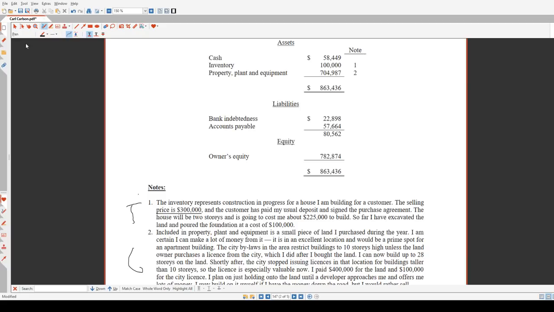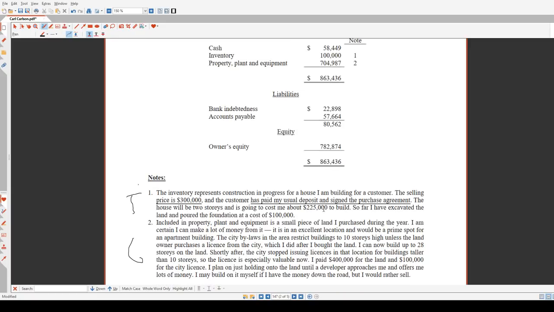Customers paid a deposit and signed the usual agreement, so I'm just going to underline that. The house will be 2 stories and it's going to cost me $225,000 to build. So far, I've excavated the land and poured the foundation for $100,000. So there's a revenue recognition issue here. Revenue rec issue. And also land excavation.